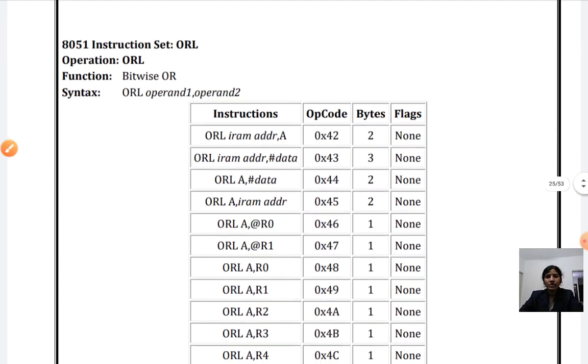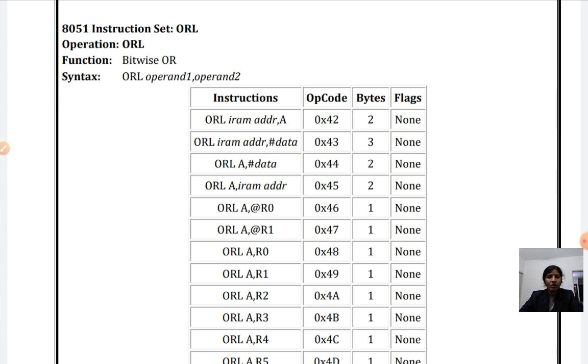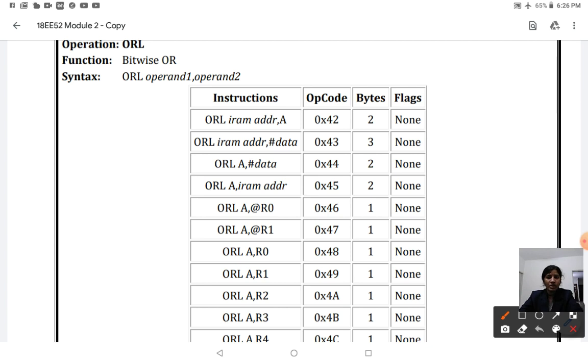The next one we are going to see is the logical OR operation. In the AND operation, when both the logical inputs are high, then the output is going to be high. Whereas in the OR operation, if any one logical input is at high level, then the output is going to be high irrespective of the other input. These are some of the combinations of ORL. It is not that ORL can be used only with a specific addressing mode. This logical OR can be used with immediate, direct, indirect, register addressing mode, like that.